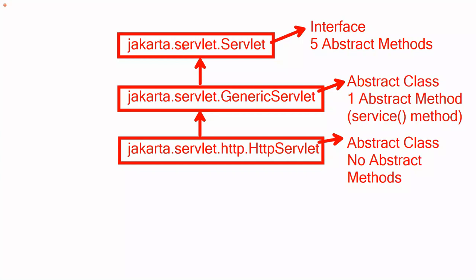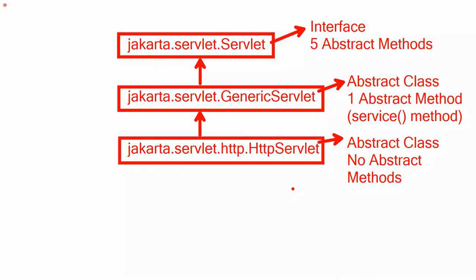Now, the Servlet interface is already inherited in the GenericServlet class. The GenericServlet class is already inherited in the HttpServlet class. Now, you can inherit the Servlet interface directly. That is one way. You can inherit GenericServlet. One more way. You can inherit HttpServlet. One more way. Now, if we implement the Servlet interface, how many methods are mandatory to override? 5 methods. If we extend GenericServlet, how many methods are mandatory to override? One method. If we extend HttpServlet, how many methods are mandatory? No method mandatory.